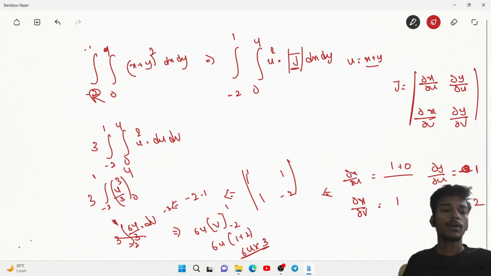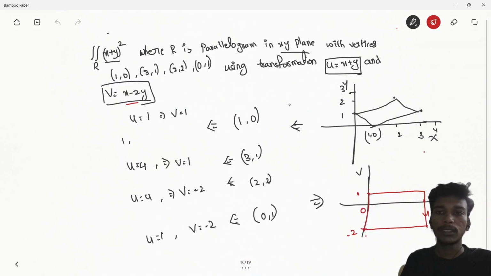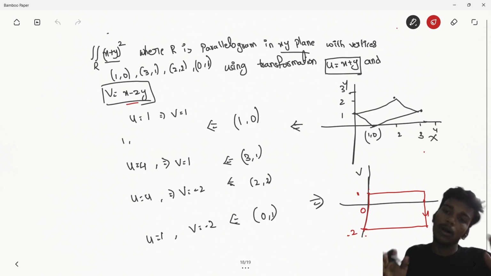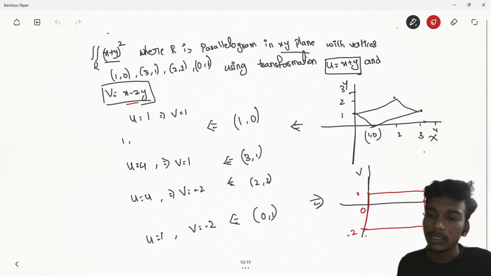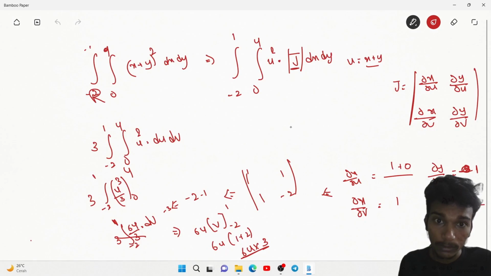We have transformed this complex type of parallelogram, where we would have to take horizontal coordinates. To get away from all those complexities, we simply transformed the coordinate system, found the limits, and directly integrated it. That's it. Thank you guys.